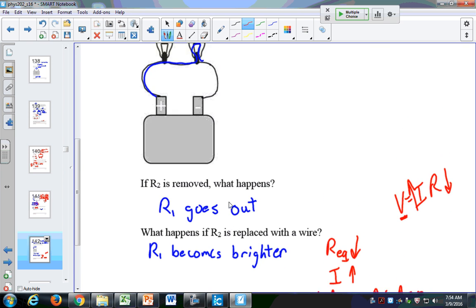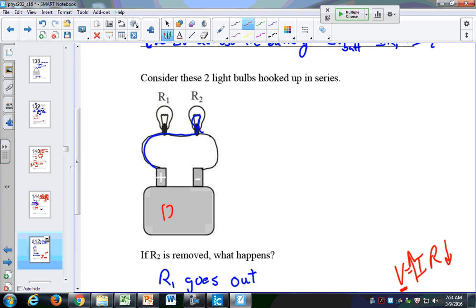You can also think of this in terms of, well, if I have 12 volts, when R2 is in, I get 6 volts and 6 volts, right? It splits them up. But if I take out that R2, now I'm going to get 12 volts if this light bulb is no longer there. So I have more energy going into that light bulb, so it'll be brighter.